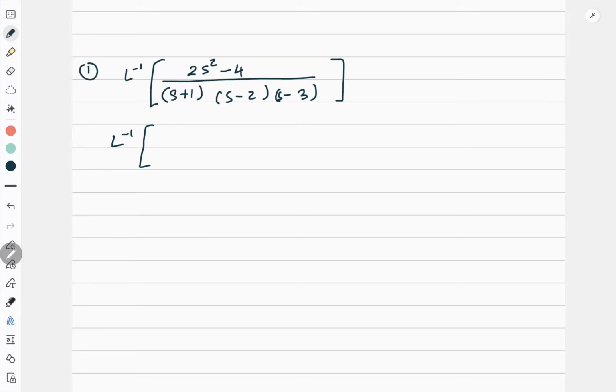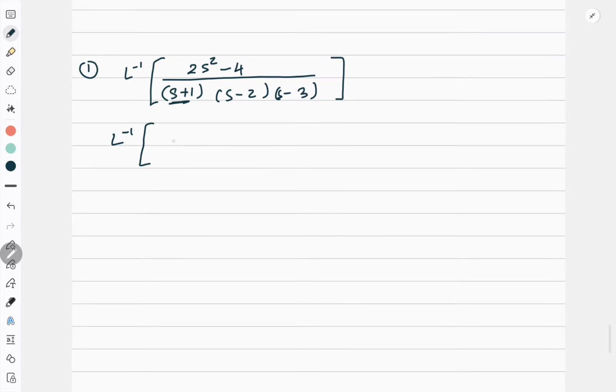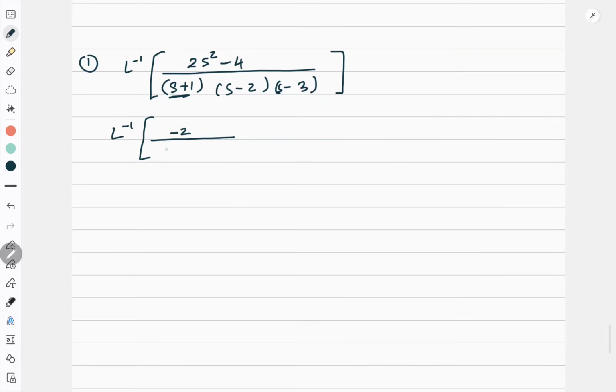What was the method? This first bracket will become 0 when s is equal to minus 1. So hide this s plus 1 and everywhere else put s equal to minus 1. So minus 1 squared is 1, 2 minus 4 is minus 2, upon minus 1 minus 2 is minus 3, and minus 1 minus 3 is minus 4. And since I was not checking this factor, I'll write it here.